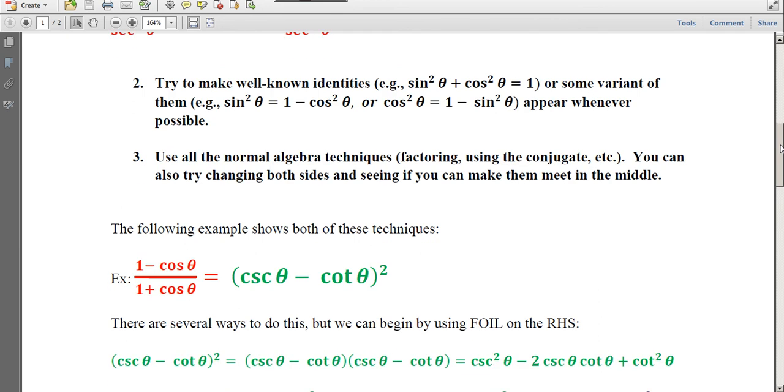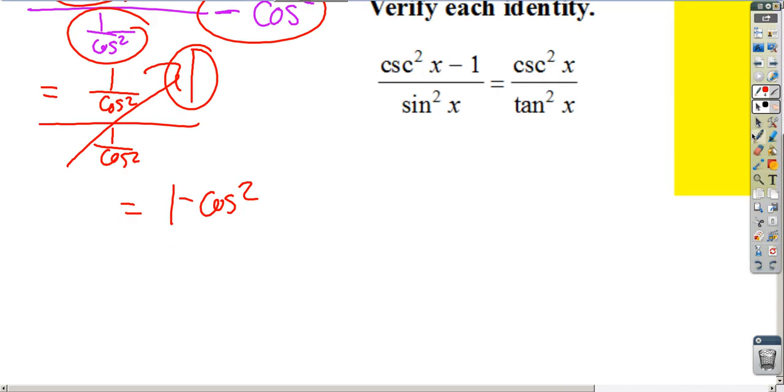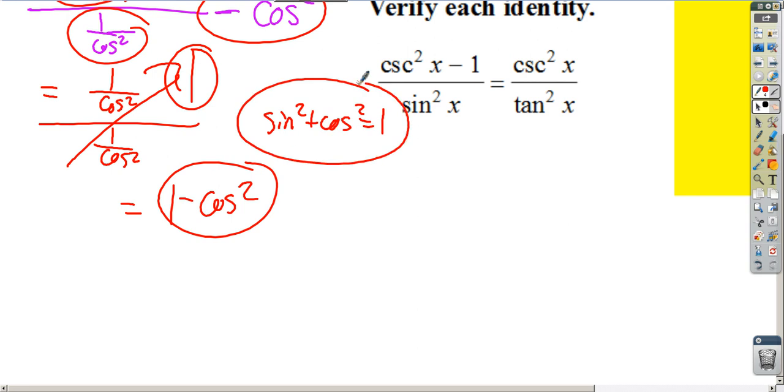Try to make well-known identities appear, and the most well-known is sine squared plus cosine squared equals 1. If there's only one that you memorize, that should be it. Try to make those appear, or some variation of them. A variation would be like if I subtracted cos squared from both sides, for example. So let's look at this. This right here kind of looks like this identity, except there's some kind of change. So we have 1 minus cos squared. Is there any way that I could make this thing into 1 minus cos squared?